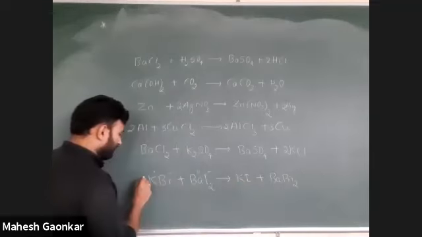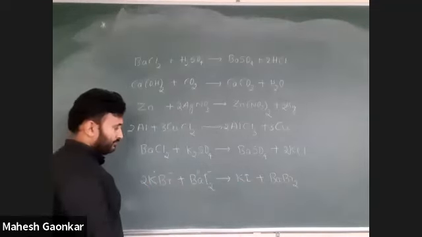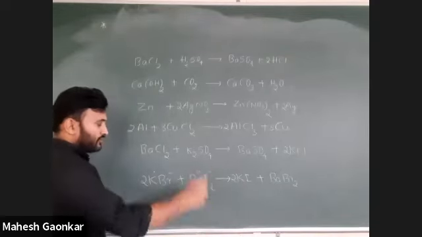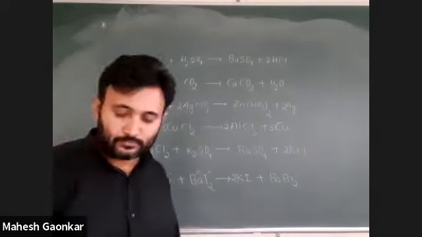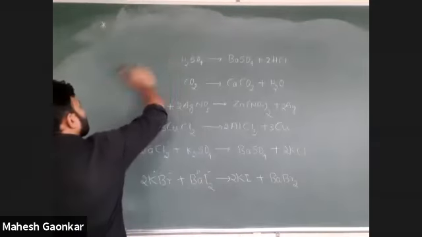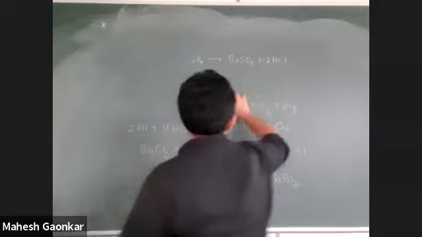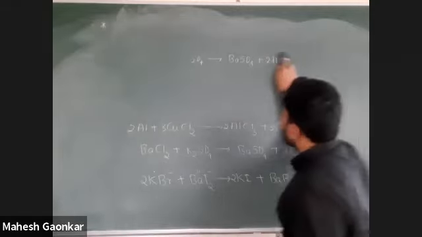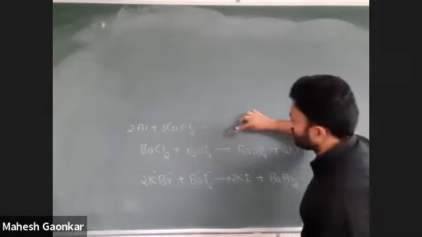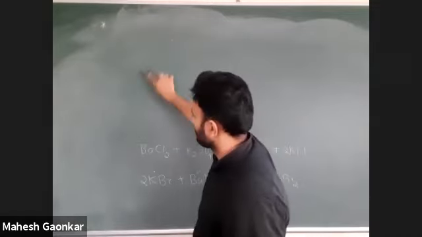BaBr2. Br2 means here it should be 2KBr, and here it should be 2KI. BaI2, yes. Balanced. So the reaction is a double displacement reaction, also called a precipitation reaction, isn't it?